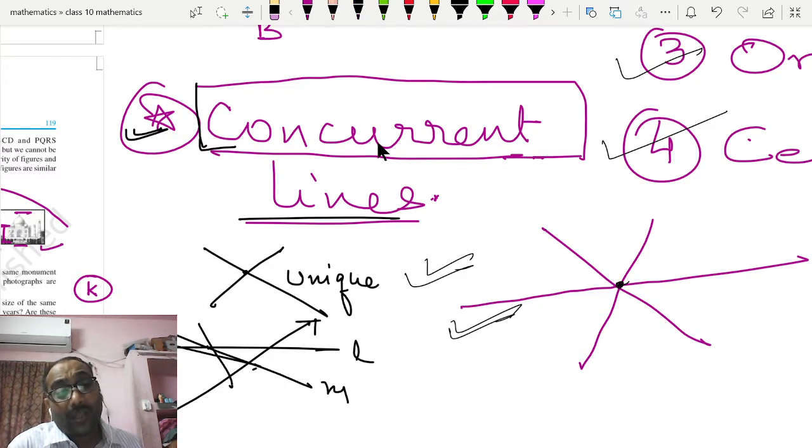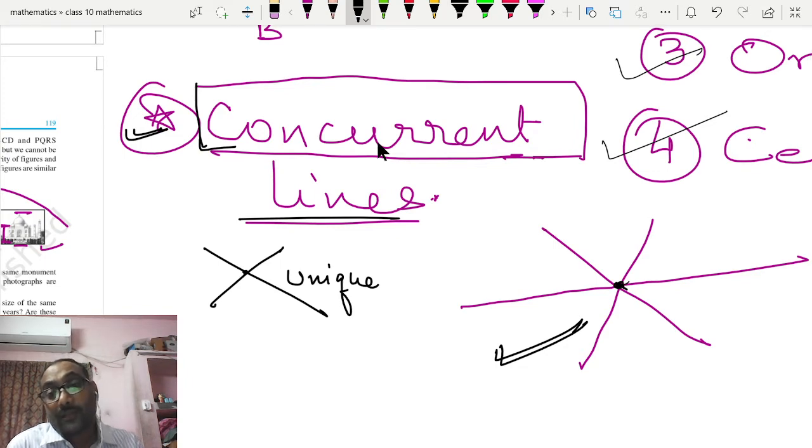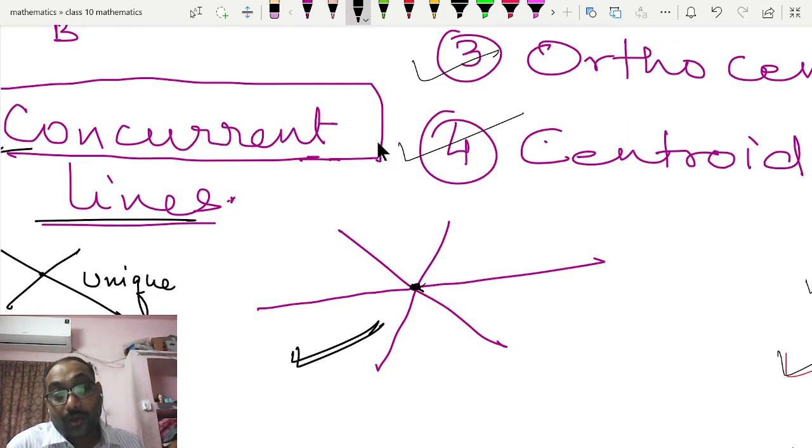But if all the lines, three or more lines, pass through a fixed point, then the lines are called concurrent lines, like this. See, this is a line and all the lines pass through the fixed point, and this fixed point is called the point of concurrency.